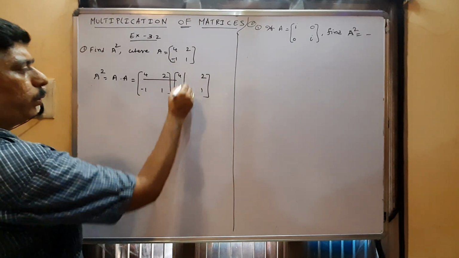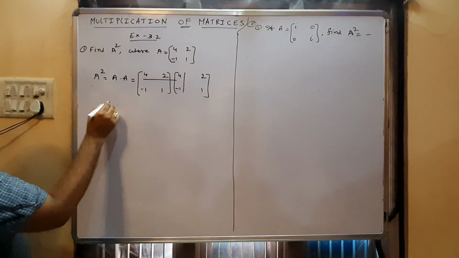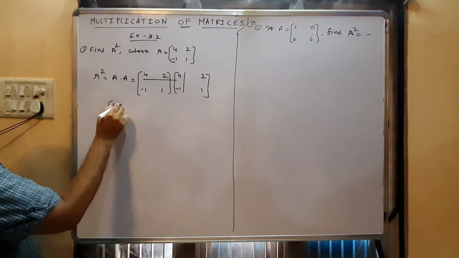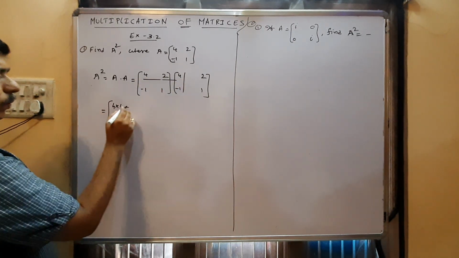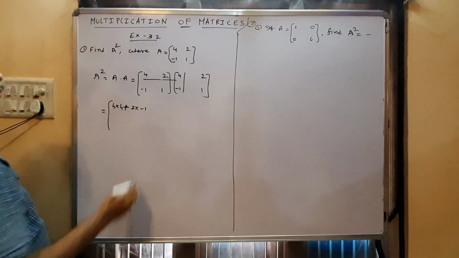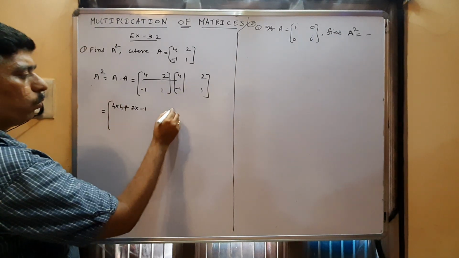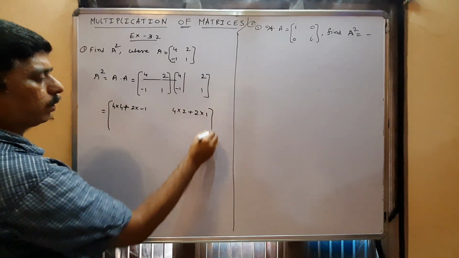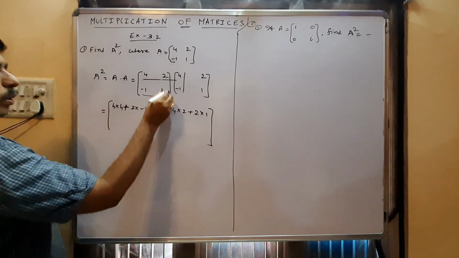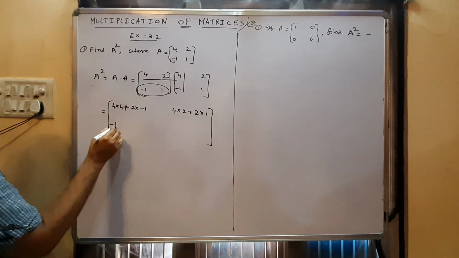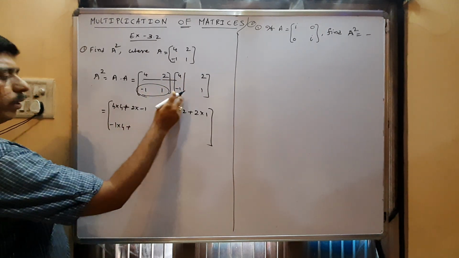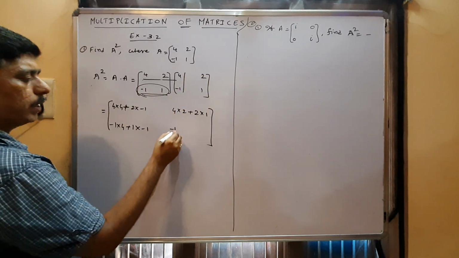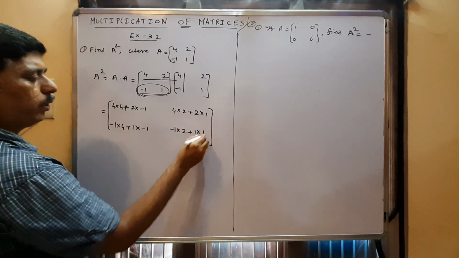Now you have to apply row into column. First row into first column is first row first element, 4 into 4 plus 2 into minus 1. First row into second column: 4 into 2 plus 2 into 1. Next, second row into first column: minus 1 into 4 plus 1 into minus 1. Second row into second column: minus 1 into 2 plus 1 into 1.